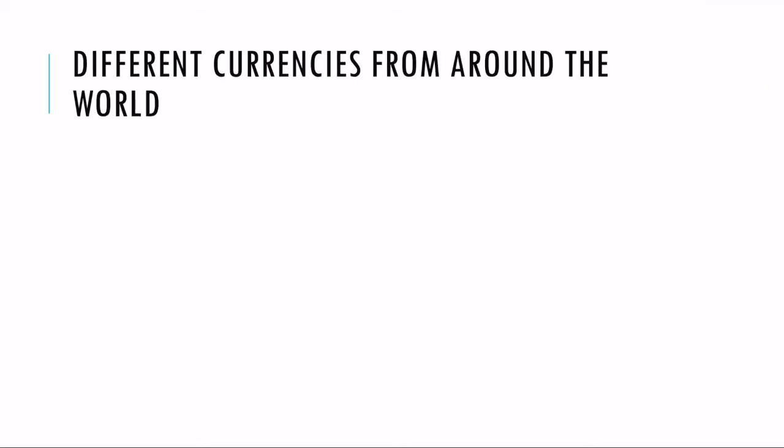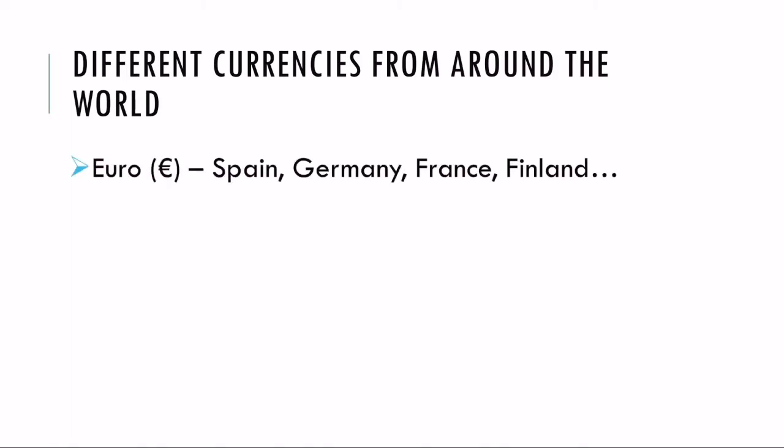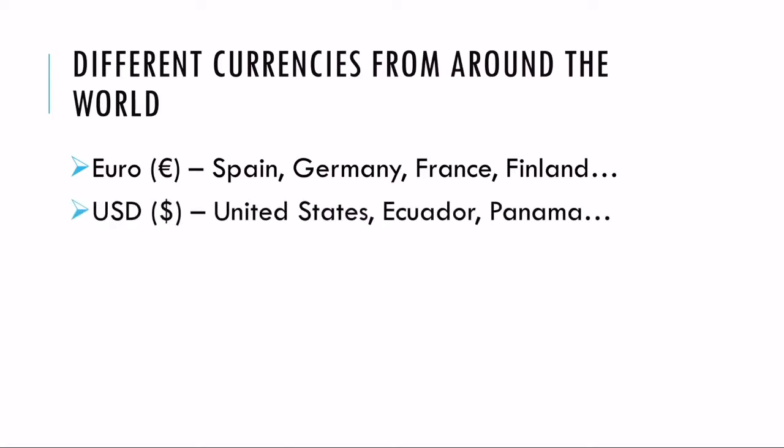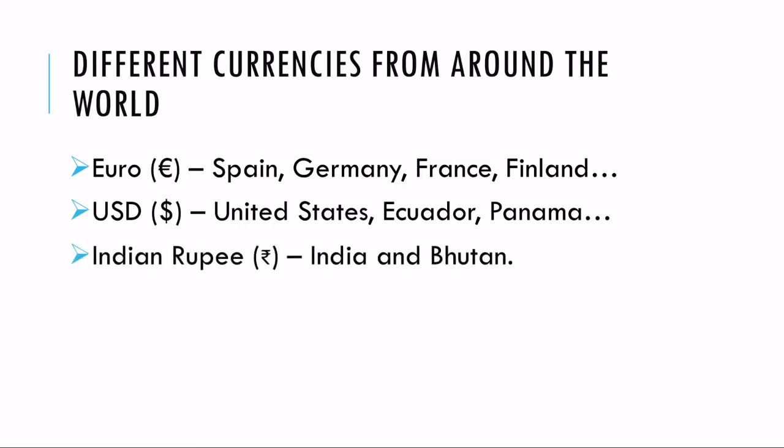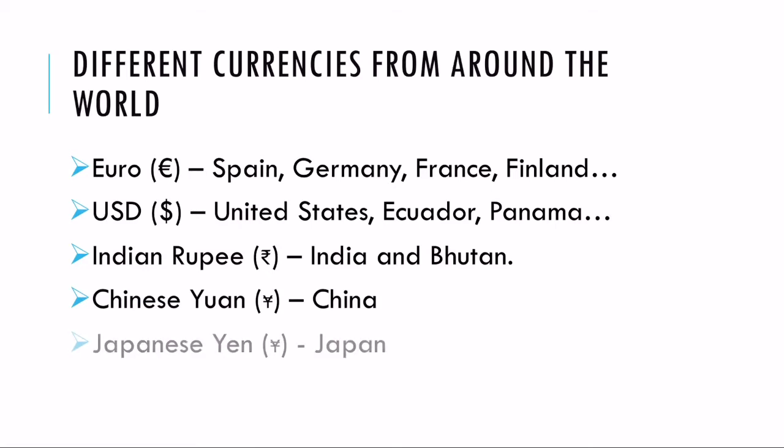So let's have a look at some different currencies from around the world. The first one, and probably the one that most of you will know, is the euro. This is used in a lot of European countries, for example, Spain, Germany, France, Finland, and so on. The US dollar is used in the United States, Ecuador, Panama, and a few more countries. The Indian rupee is used in India and Bhutan. The Chinese yuan is used in China, and the Japanese yen is used in Japan, and there are loads more currencies. This is just a select few.